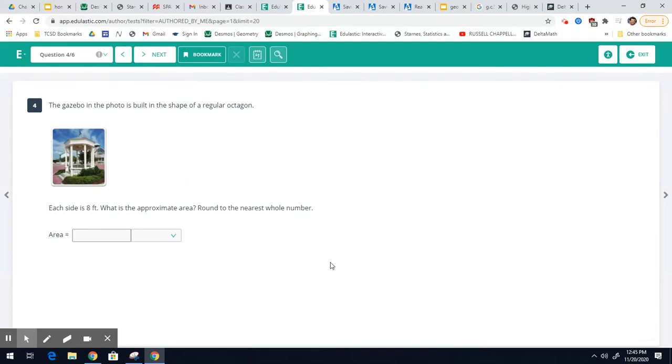All right, so next one says the gazebo in the photo is built in the shape of a regular octagon. So again, if you don't know what an octagon is, you can think of an octopus, and hopefully you know what that is, or you can just look it up online, right? Octagon. Each side is 8 feet. What is the approximate area?